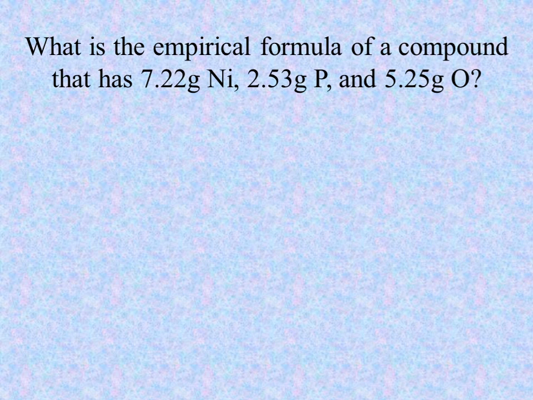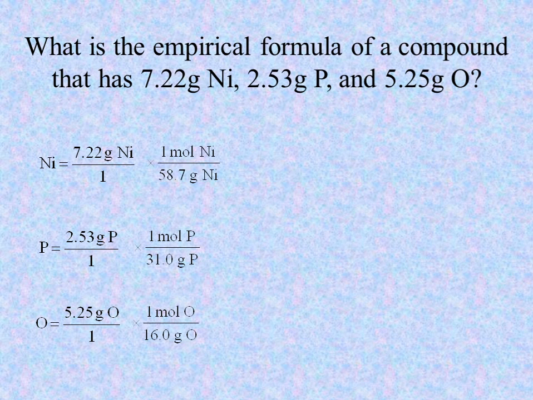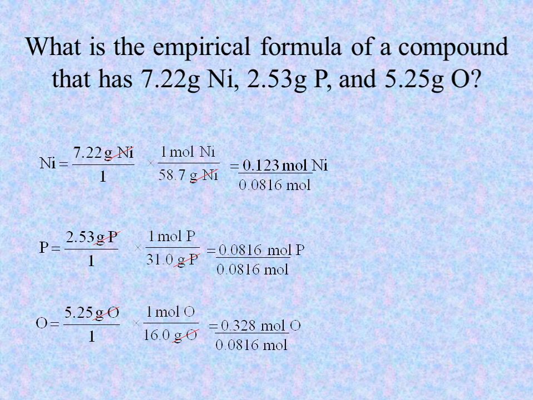What is the empirical formula of a compound that has 7.22 grams of nickel, 2.53 grams of phosphorus, and 5.25 grams of oxygen? Starting the problem as we did the previous example, we begin with the number of grams for each element and use each element's molar mass to convert it to moles.